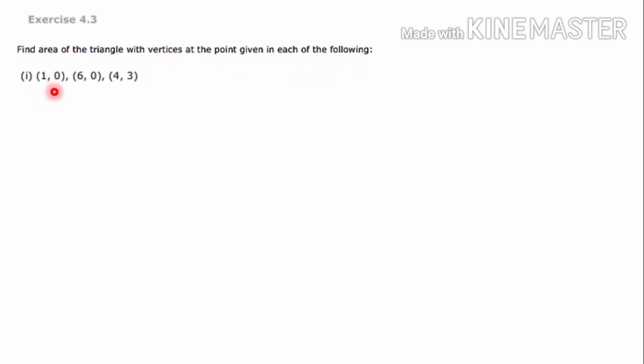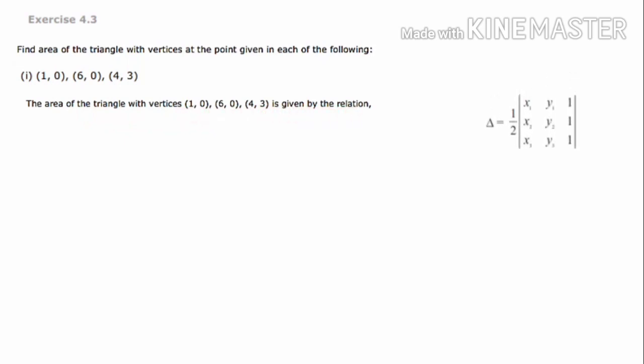Move on to exercise 4.3. First question: find the area of the triangle with vertices at the points given in each of the following. First question is (1, 0), (6, 0) and (4, 3). The area of the triangle with these vertices is given by the formula 1/2 into the determinant with rows x1 y1 1, x2 y2 1, x3 y3 1.